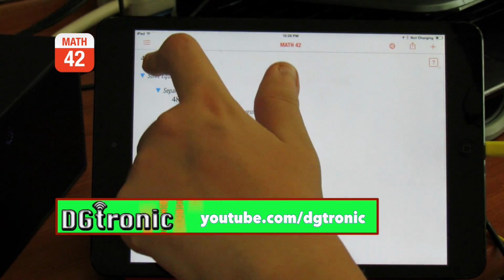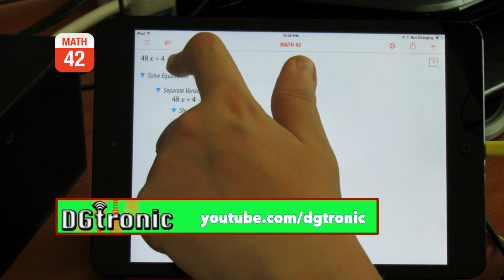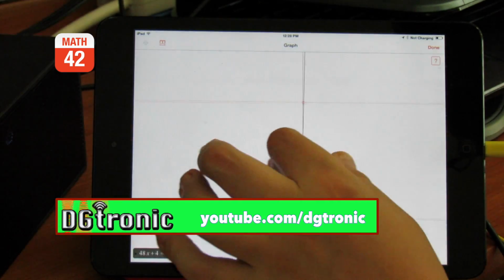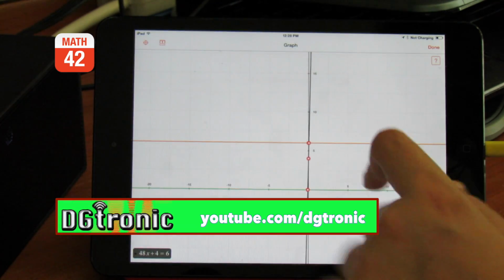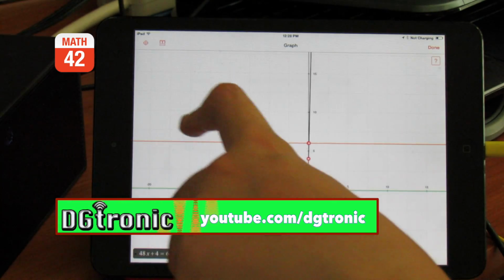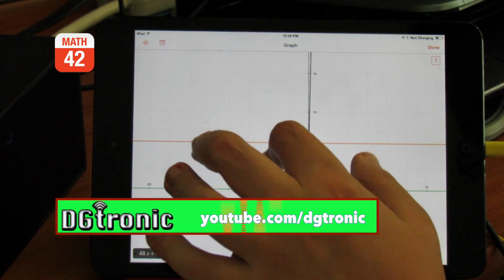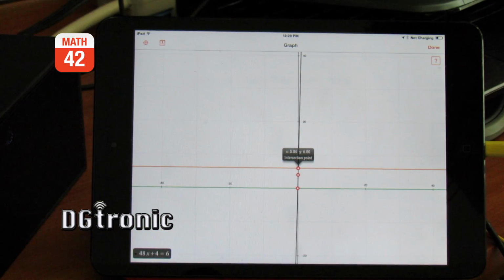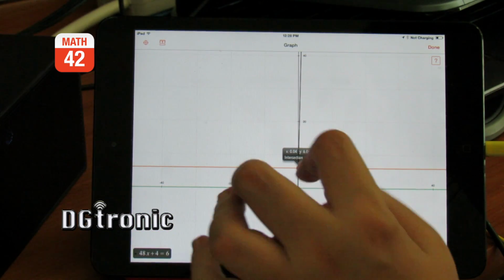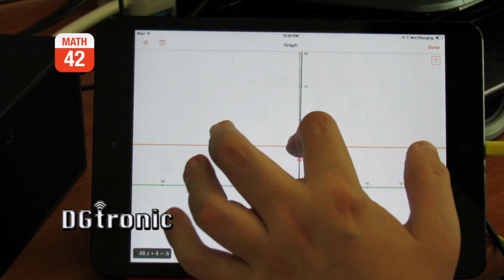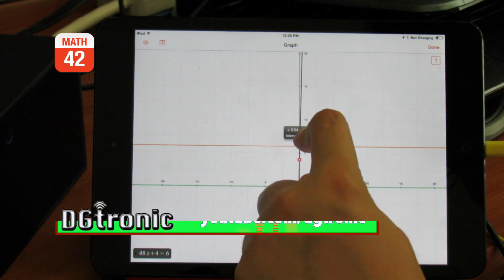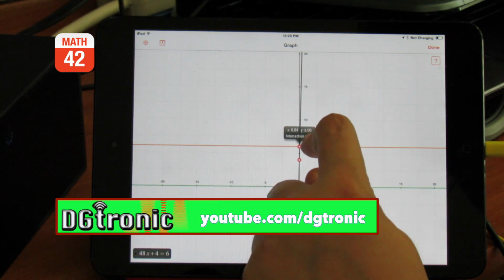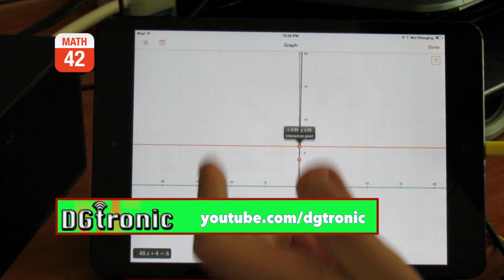Let's say this equation, 48x plus 4 equals 6, you want to graph that. I don't even know if that's possible. Oh, there you go. It just graphed it for you. See the orange line right there? That is your graph. You can even tap that. It's interactive. And if you tap it, it will give you the information of that point. X equals to 0.04, Y equals to 6. Right there.